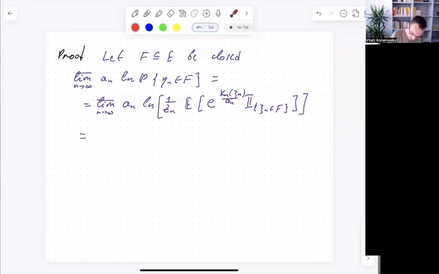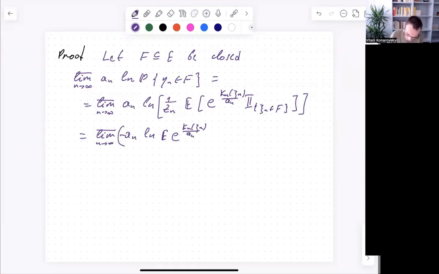we use the fact first of all that here we have a product, and therefore this logarithm we can write as the sum of logarithms, and it is lim sup of an with minus logarithm of Zn, the expectation of e to the power Kn psi n divided by an, plus an logarithm of this term that we will copy.